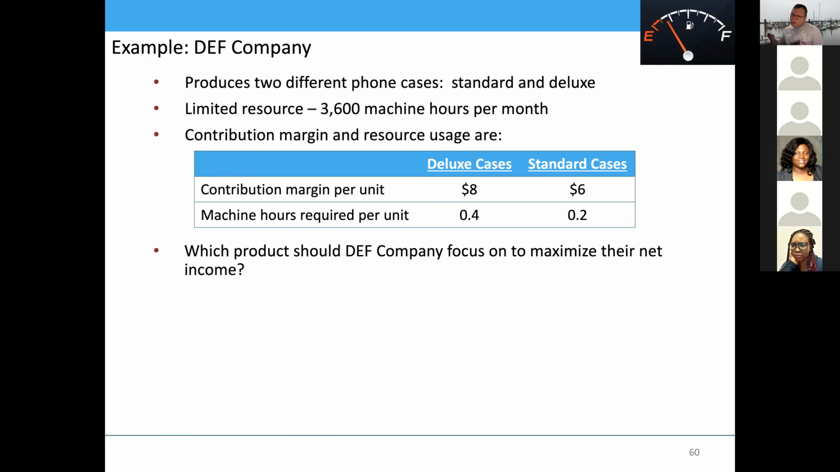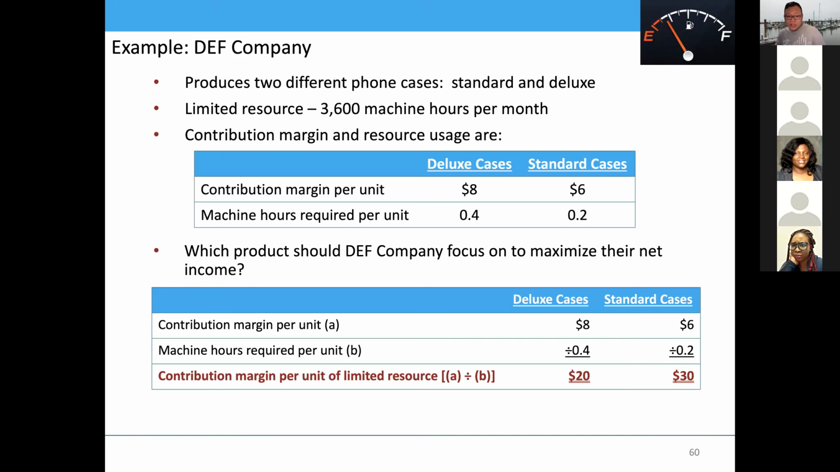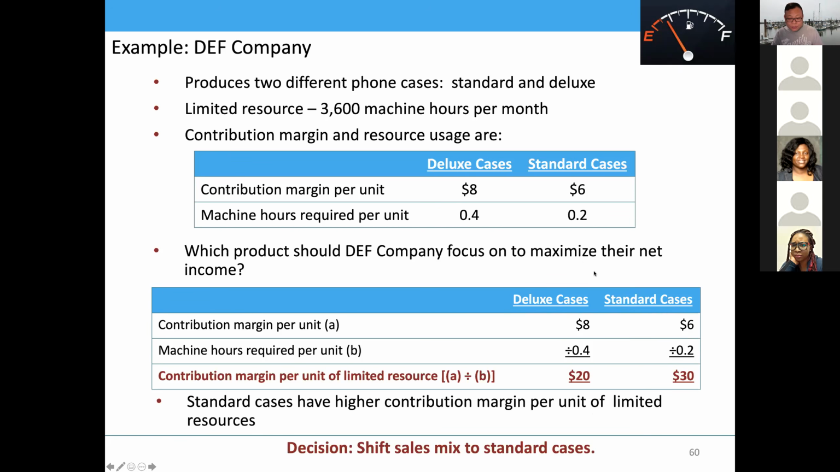Now I need to work out, for each unit of my limited resource, which is a machine hour, what is my contribution margin for the 2 products. So I do a calculation. Each machine hour will help me generate $20 contribution margin for number one, but $30 for number two. So which one do you want to go with? Well, $30, not $20. The idea is you first allocate the machine hours to get all your production done for the standard cases, then whatever is left, you use for this one. So you go with the higher contribution margin per unit of limited resource, in this case per machine hour.